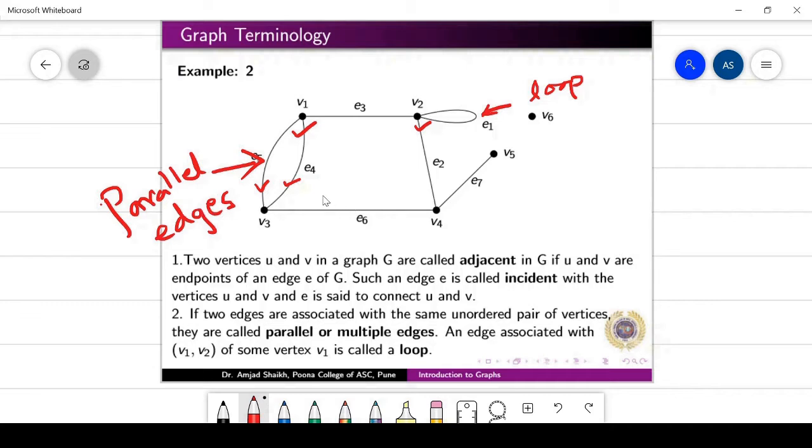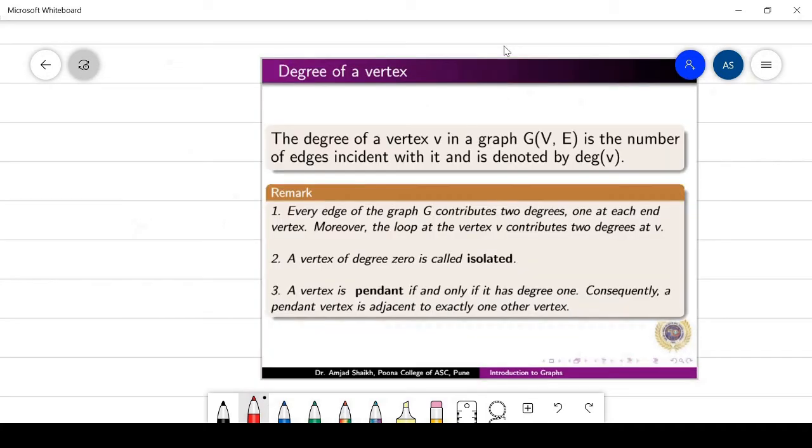Okay, is it alright? Now we'll move to the next important topic, that is degree of a vertex. The degree of a vertex V in a graph G is the number of edges which are incident with it, and it is denoted by DEG of V. Sometimes we denote this as D of V also. Some others use this notation, or DEG of V.